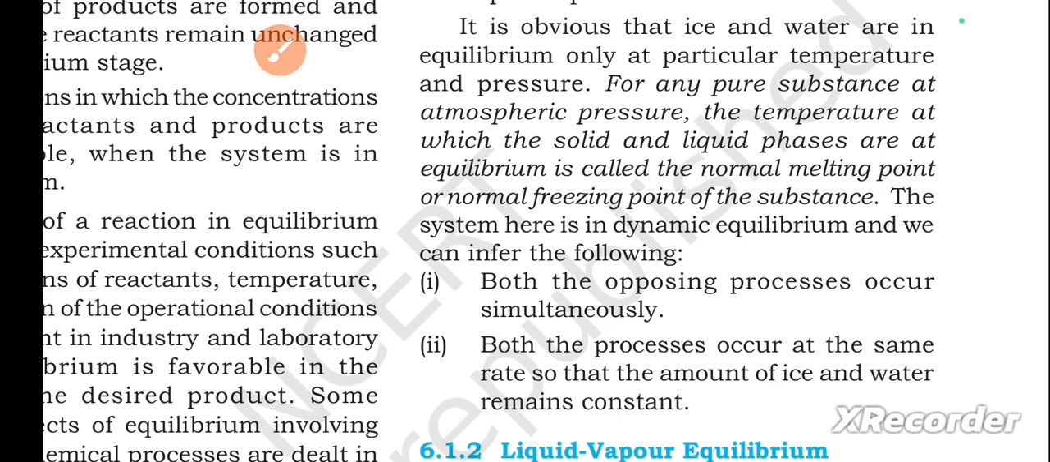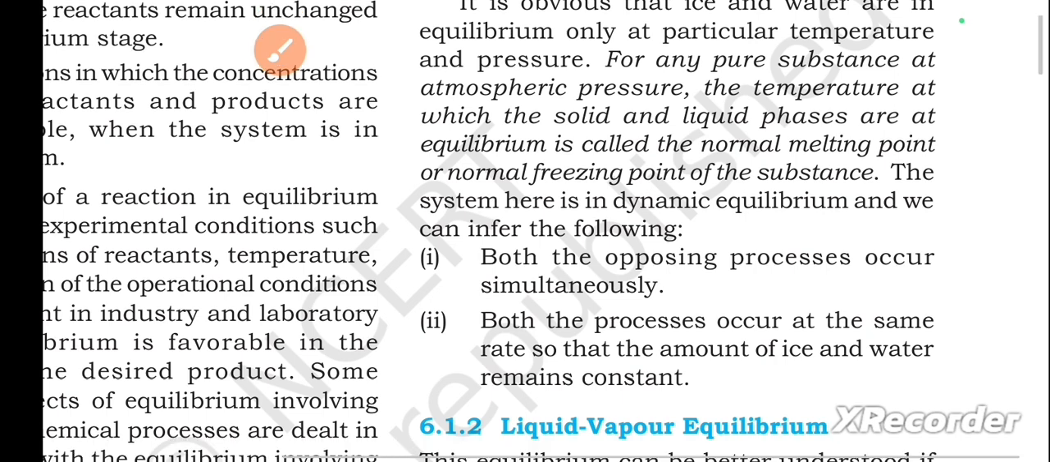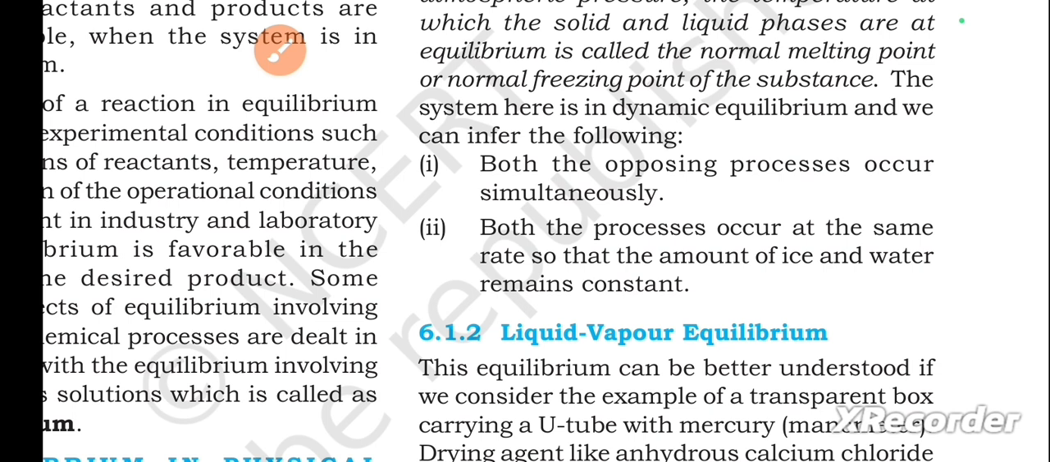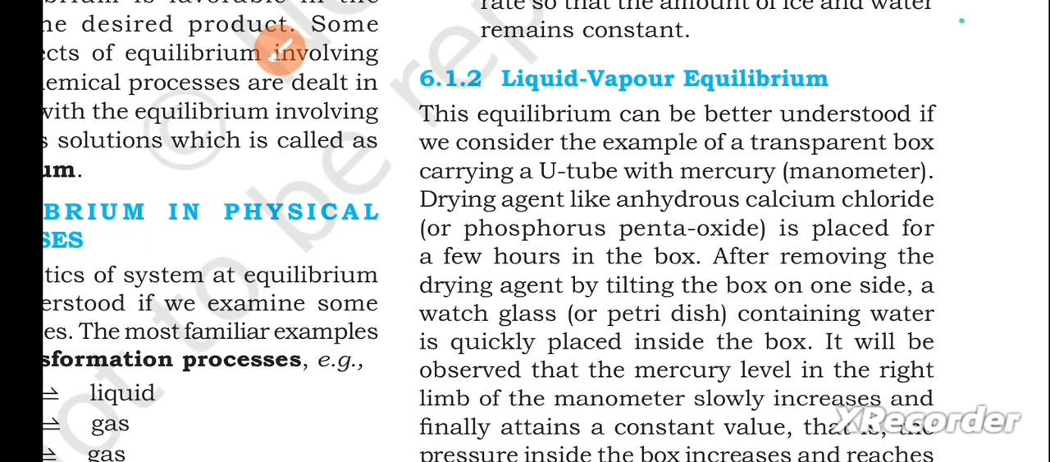The system here is in dynamic equilibrium, and we can infer the following. First point, both the opposing processes occur simultaneously. Second point, both the processes occur at the same rate so that the amount of ice and water remains constant. Next, liquid vapor equilibrium.